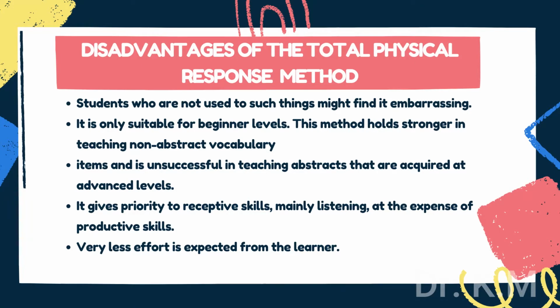Disadvantages of the total physical response method. Students who are not used to such things might find it embarrassing. It is only suitable for beginner levels. This method holds stronger in teaching non-abstract vocabulary items and is unsuccessful in teaching abstracts that are acquired at advanced levels. It gives priority to receptive skills, mainly listening, at the expense of productive skills. Very little effort is expected from the learner.